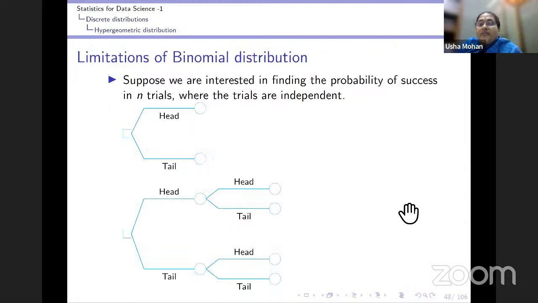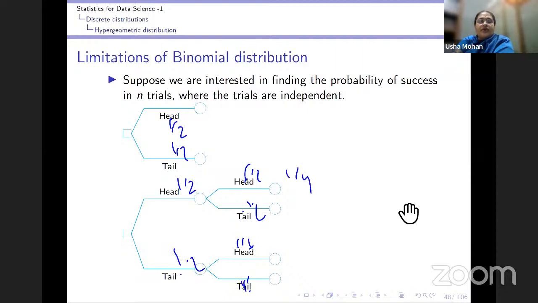Now, when we saw this head and tail, the first toss is a head or tail. I'm assuming equal probability. When I'm tossing it for the second time, if the first toss is a head, the second could be a head or tail. If the first toss is a tail, the second could be a head or tail. I said these are independent and identically distributed because each has probability half. Here this is a half, this is also a half, so each of these probabilities would be 1 by 4. This is what we saw.